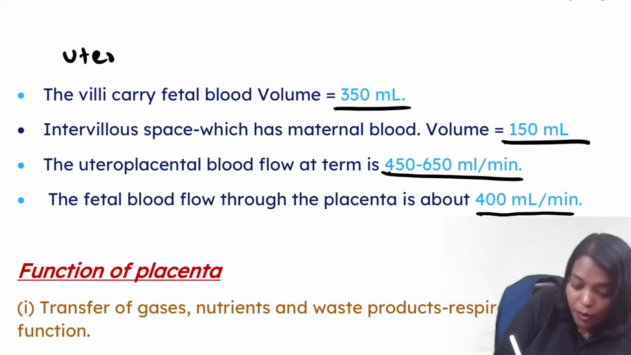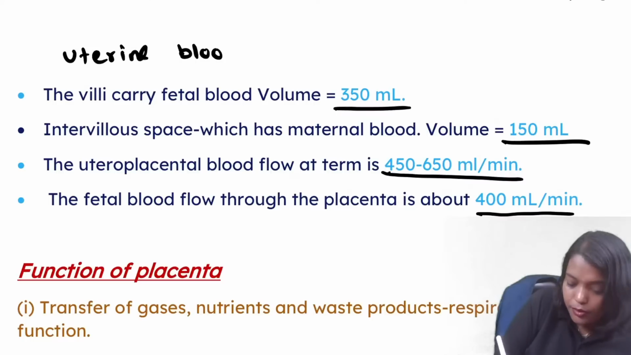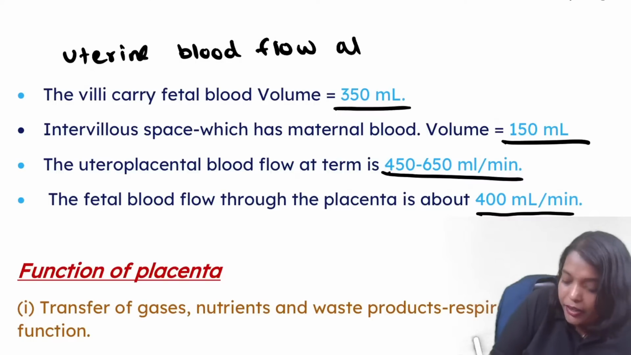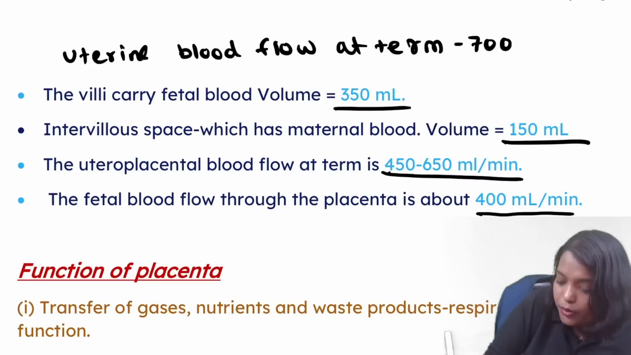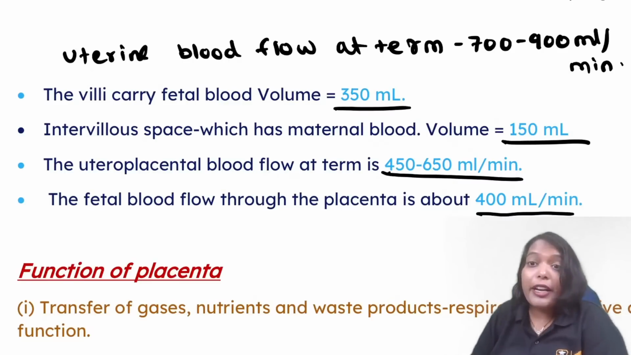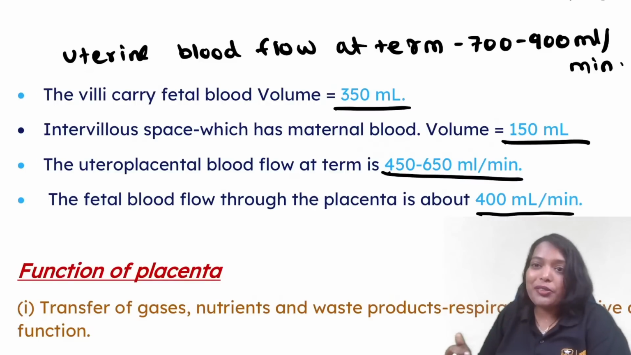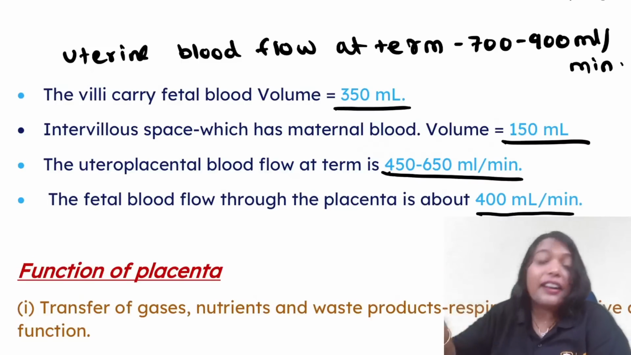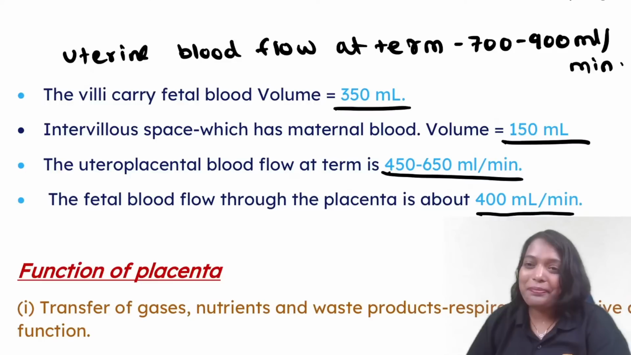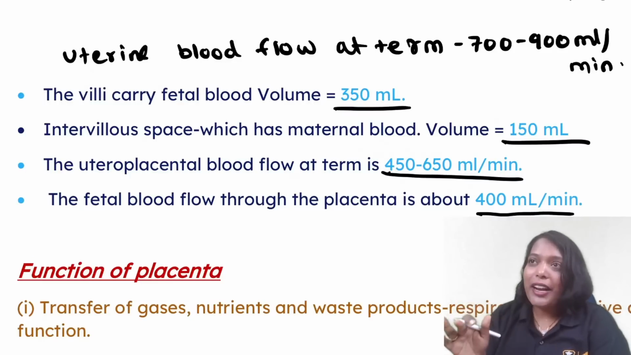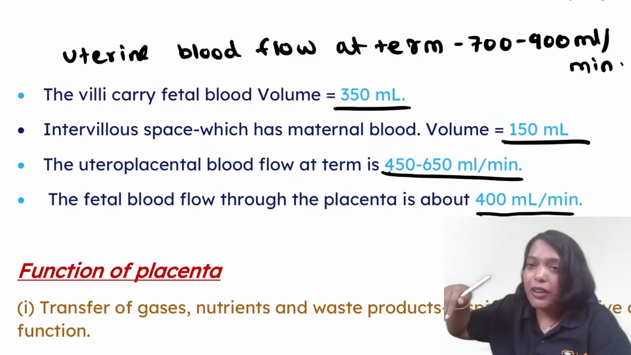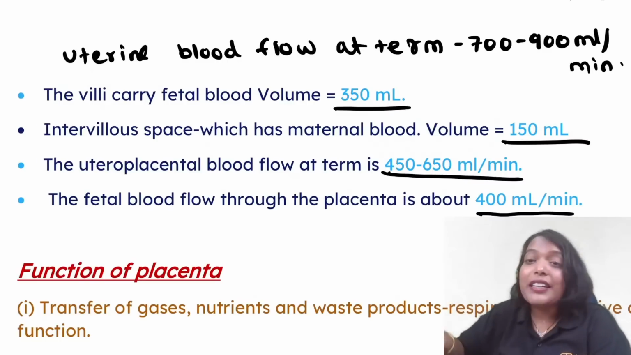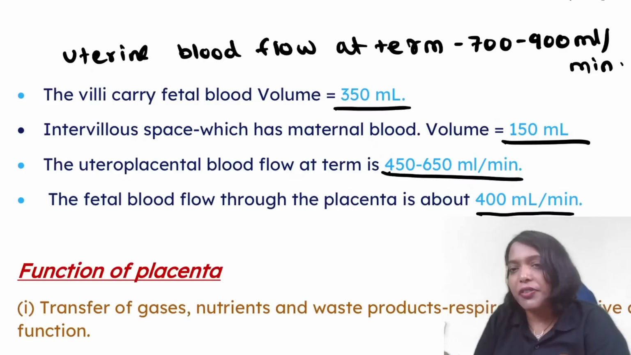And uterine blood flow at term is 700 to 900 ml per minute. So from 450 to 650, it becomes almost 700 to 900 ml per minute, guys. What I'm trying to say is, to the uterus it is 700 to 900, but from the uterus to the placenta it becomes a little slower, 450 to 650 ml.